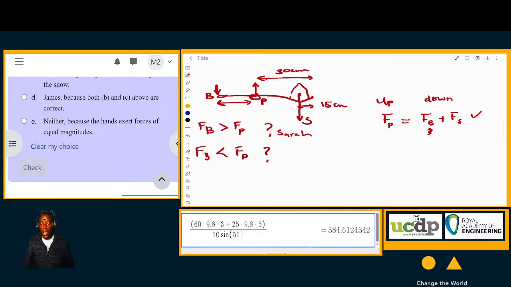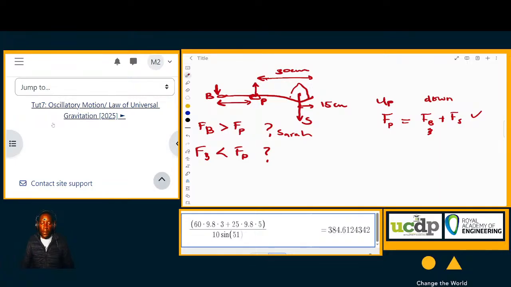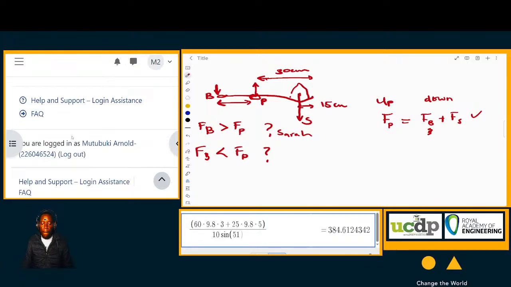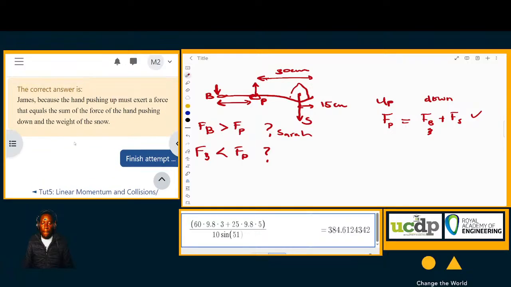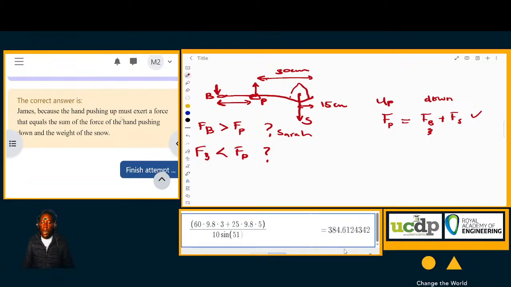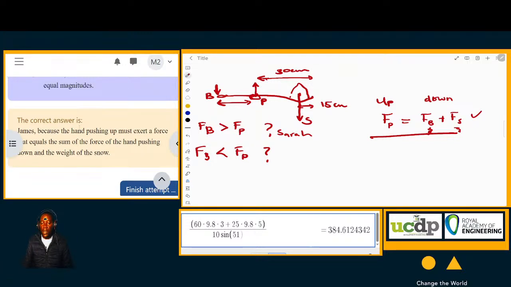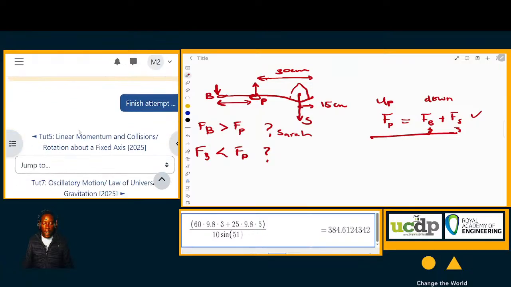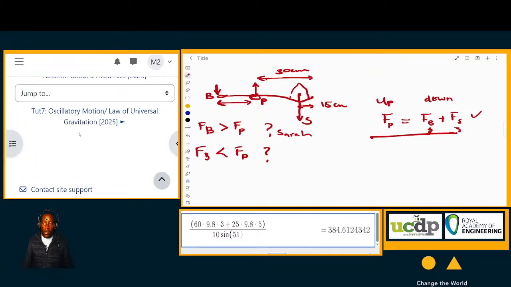So let's check if C is correct. James, because the hand pushing up must exert a force that equals the sum of the force of the hand pushing down and the weight of the snow. So that's correct. So we're done with this part. I'll quickly go to the last one.